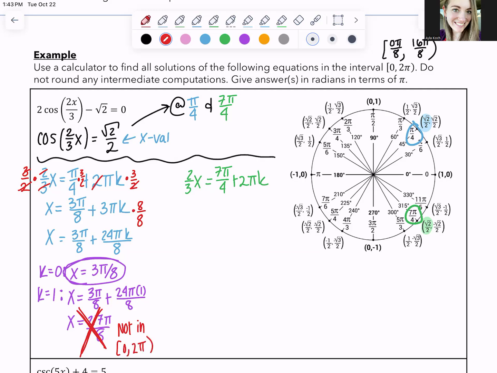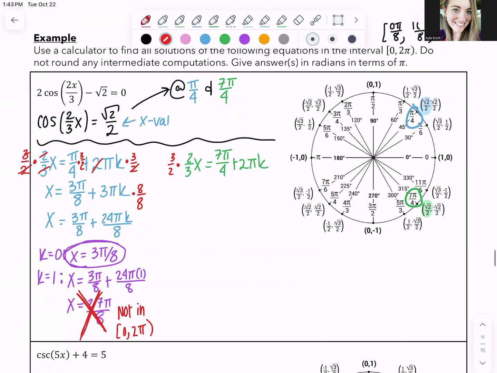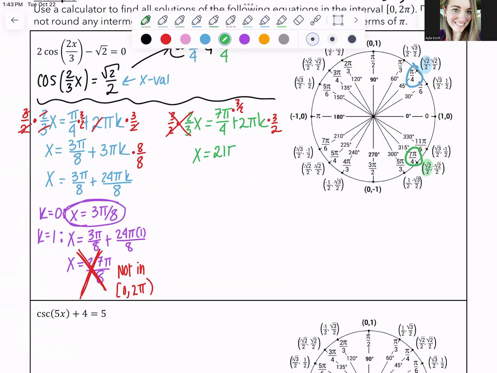And then we come over to our other equation. We are going to similarly multiply by 3 halves on everything. So I'm back here. Times 3 halves, times 3 halves. These two cancel, those threes cancel. Over on the other side, we have x is equal to 21 pi over 8. I'm just multiplying the numerators and then multiplying the denominators.